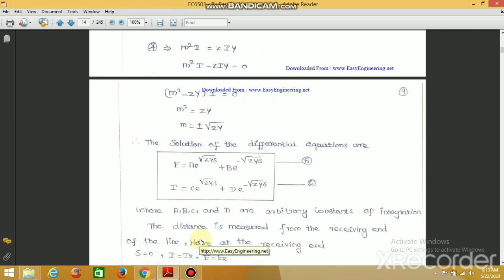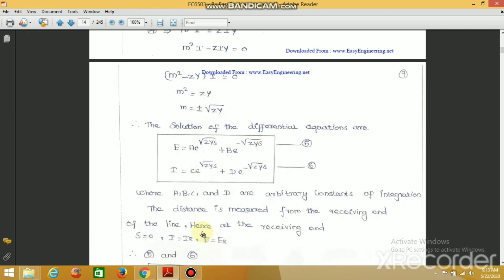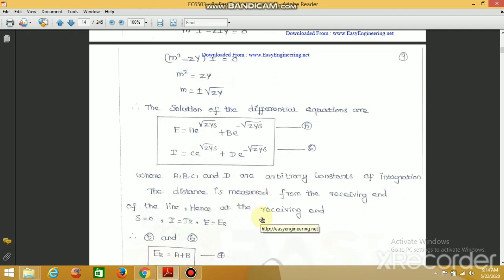The distance which is measured from the receiving end of the line will be calculated as s. So at the receiving end, we have to consider s equal to 0, I equal to IR, and E equal to ER. So we are measuring the distance especially from the receiving end. In this equation, we have to substitute s equal to 0.